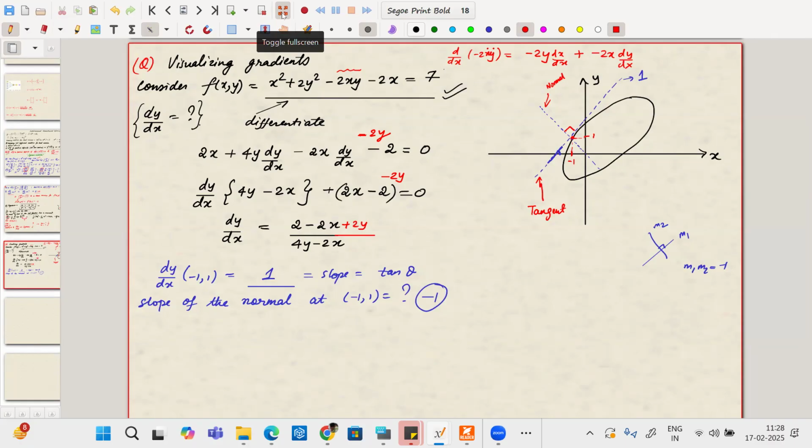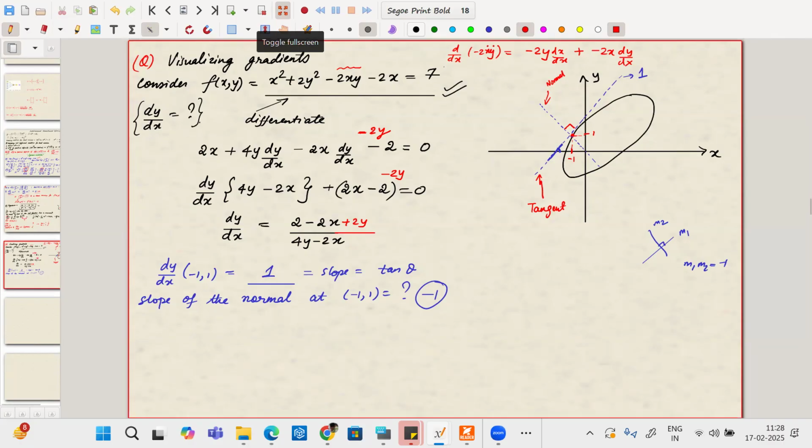Okay. I hope everyone knows about this normal now. Now I will tell you why I told you about normal. Compute the gradient, and you will know why I talked about normal. I want to make a relationship between them. Compute the gradient of this f. What is the gradient of this f?